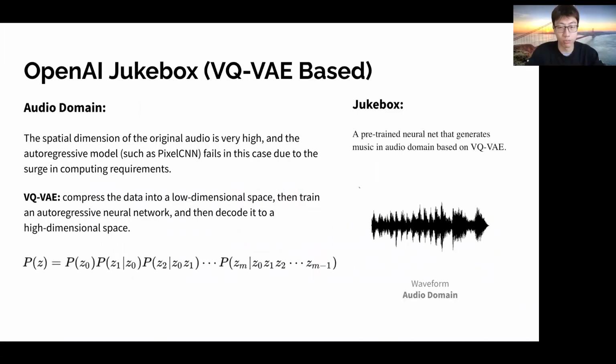In the last two generative models, we both used data processed from MIDI files. After doing some research, we found that some companies are now using the waveform of music directly as training data. VQ-VAE is widely applied now. It compresses the data into a low-dimensional space, trains an autoregressive neural network, and then decodes it back to the high-dimensional space. We experimented with a very representative model of this idea, Jukebox. It is a pre-trained neural net designed by OpenAI, which generates music in the audio domain based on VQ-VAE.